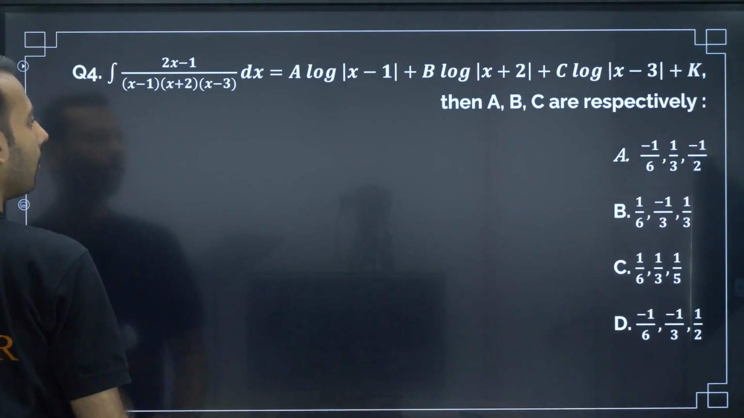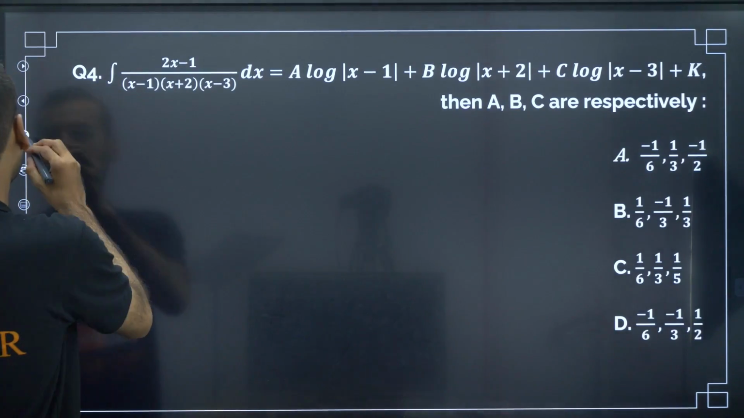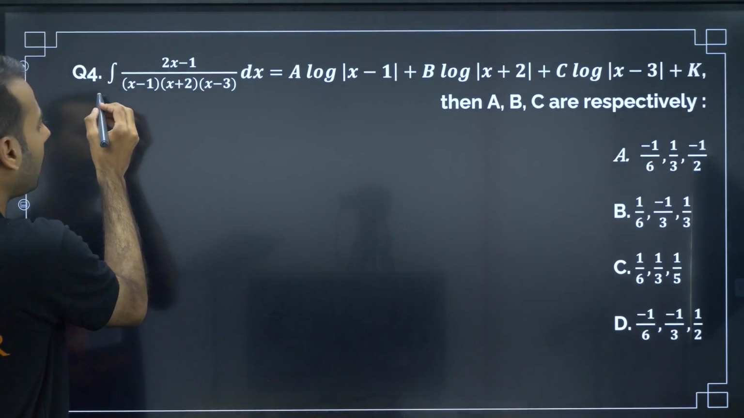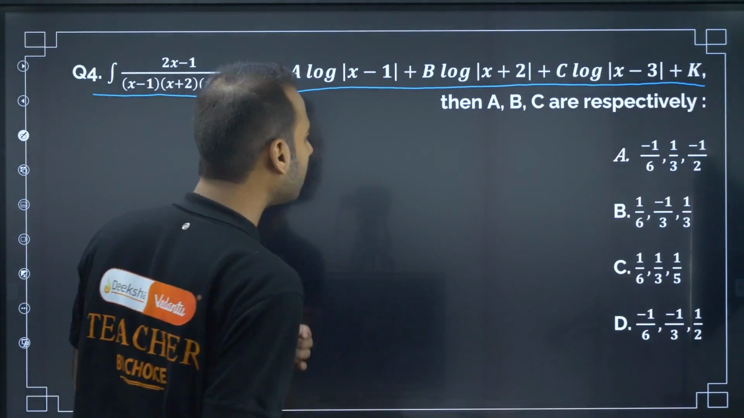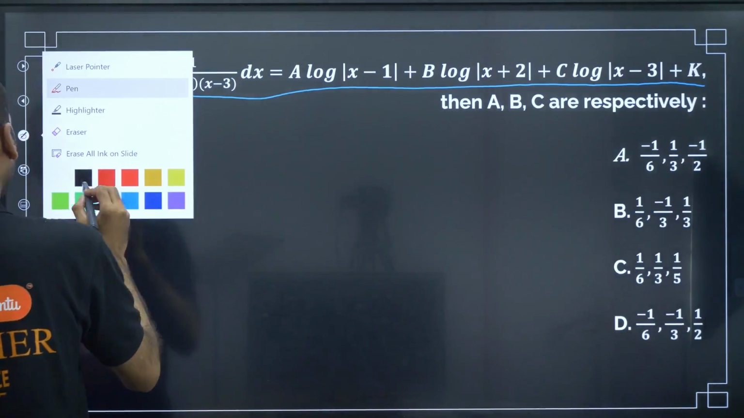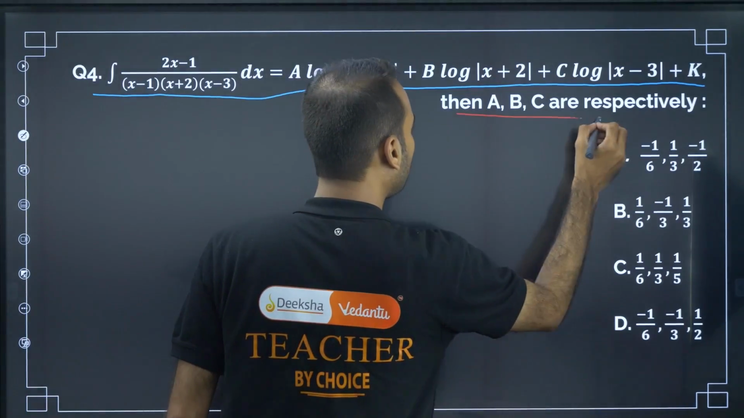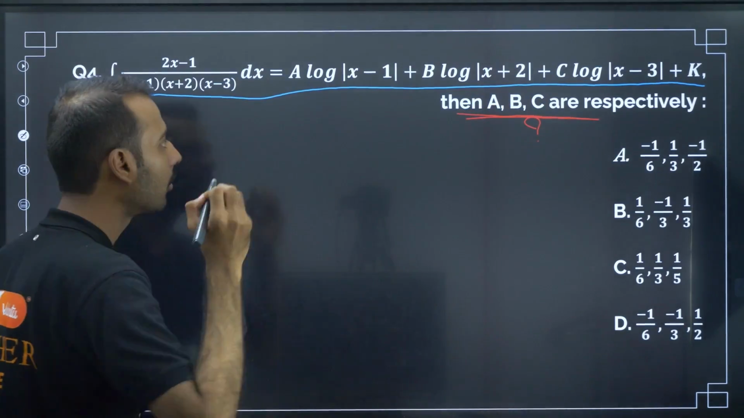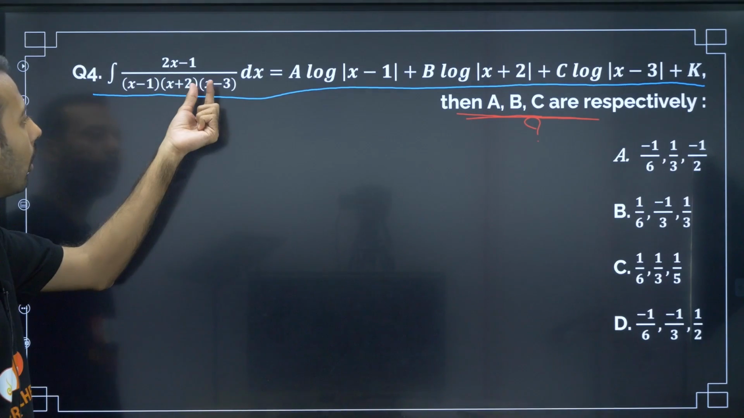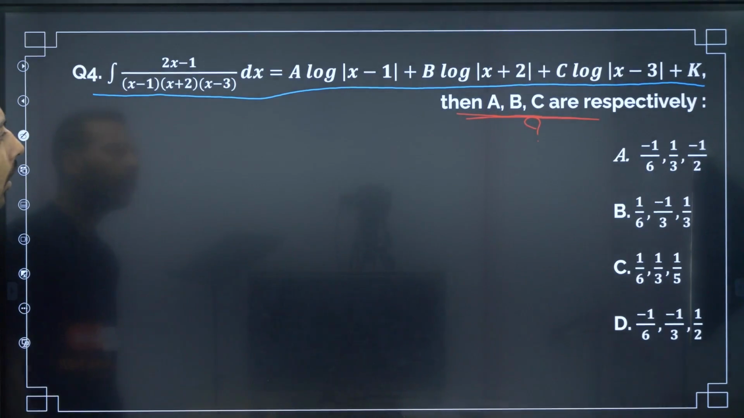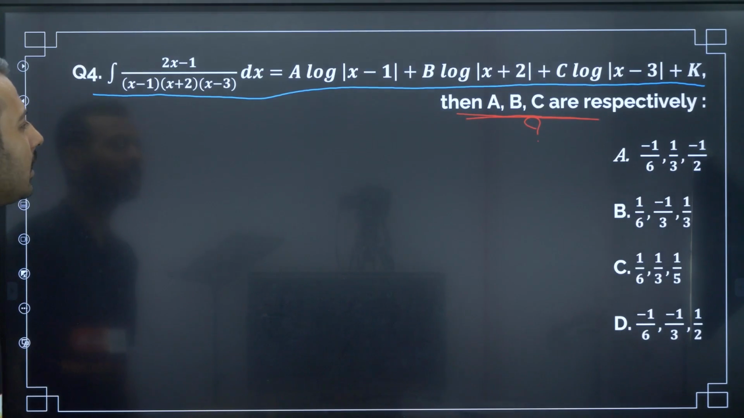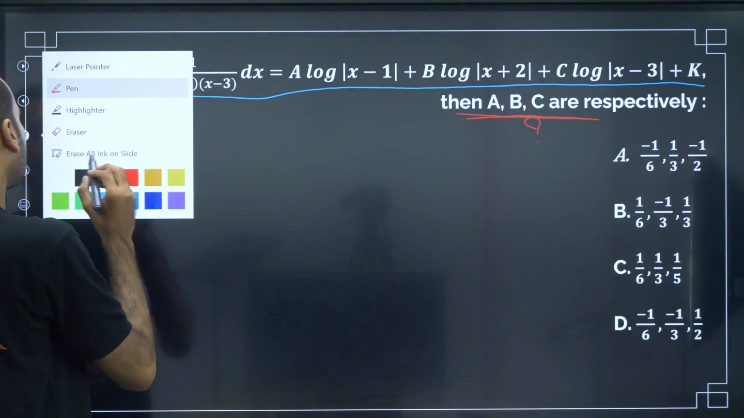So here they have given some information. Integration of this is equal to this. This is the given data. What are they asking? They are asking us to find A, B, C. Integration of all this is equal to something, they have given. Now they are asking us to find the values of A, B, C. So how to approach this problem?